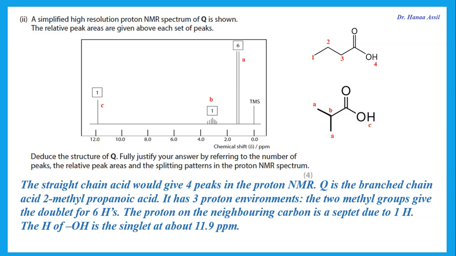So the straight chain acid would give 4 peaks, so that's wrong. Q is the branched chain, so that is the one we're going to call 2-methylpropanoic acid. It has 3 proton environments, so that's correct according to the proton NMR spectrum. The 2 methyl groups give the doublet for 6 protons. The proton on the neighboring carbon is a septet due to the 6 hydrogens, and the hydrogen of the OH is the singlet at about 11.9 ppm.